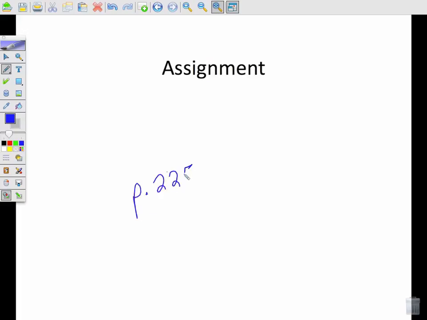All right, that is it for the modeling here in this section 3.5. And your assignment is page 225, 19, 21, 27A, and 29 through 41 odd.